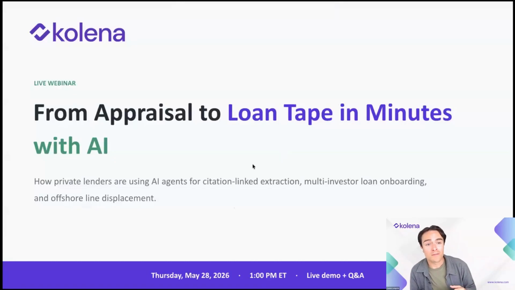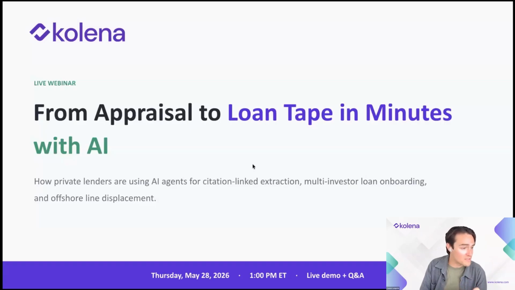Today we're talking about what AI agents actually do to the document layer for private lending, three workflows specifically: appraisal extraction, multi-investor loan onboarding, and loan tape population. These three sit at the top of an offshore extraction line operation that runs about $1 million plus a year.